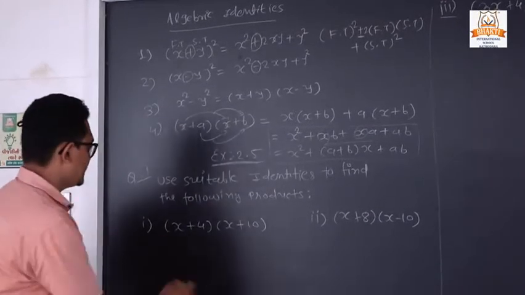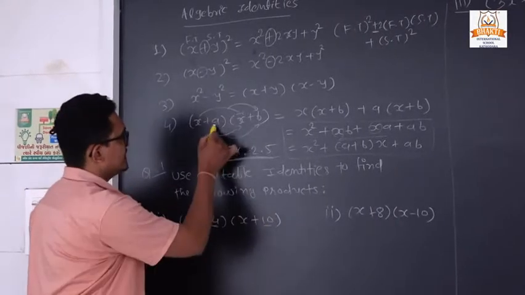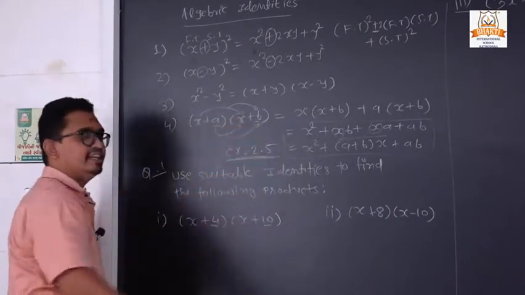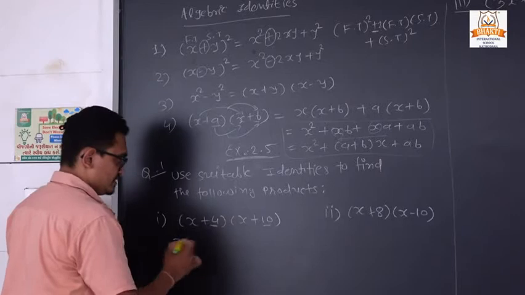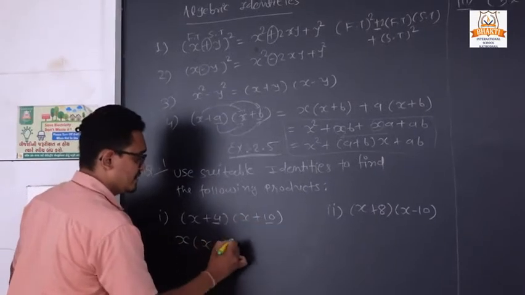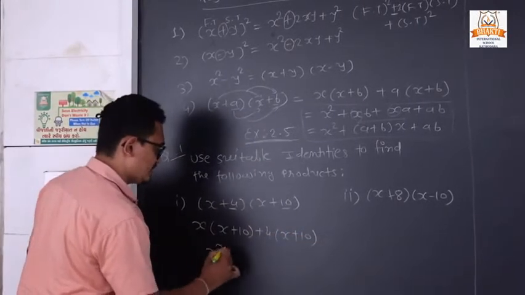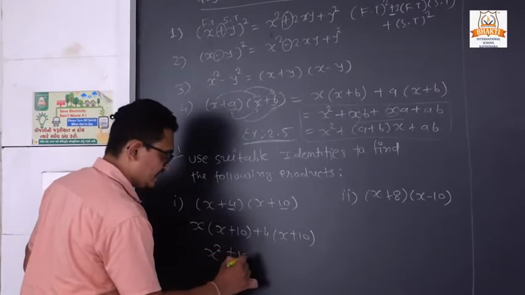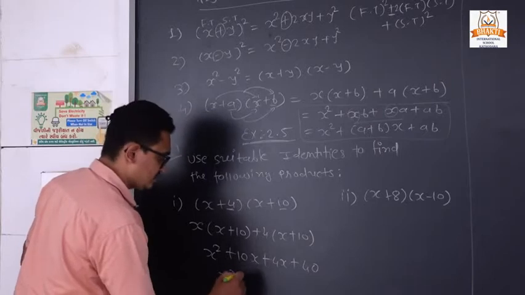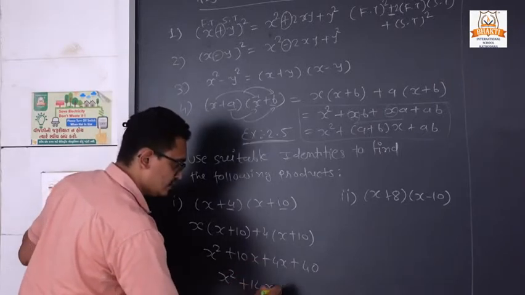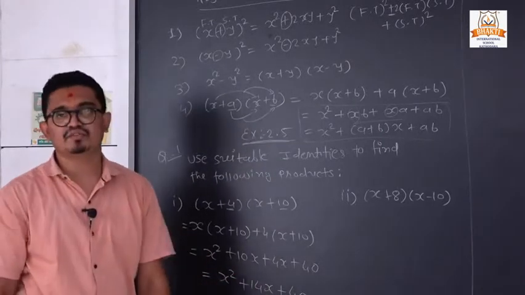First example: (x plus 4) and (x plus 10). Here these two values are different, a and b, so we are using identity number 4. Simply expand the bracket. x into (x plus 10), then plus 4 into (x plus 10). x into x is x square, x into 10 is 10x, x into 4 is 4x, and 10 fours are 40. So x square, 10 plus 4 is 14x, plus 40. The answer is x square plus 14x plus 40.